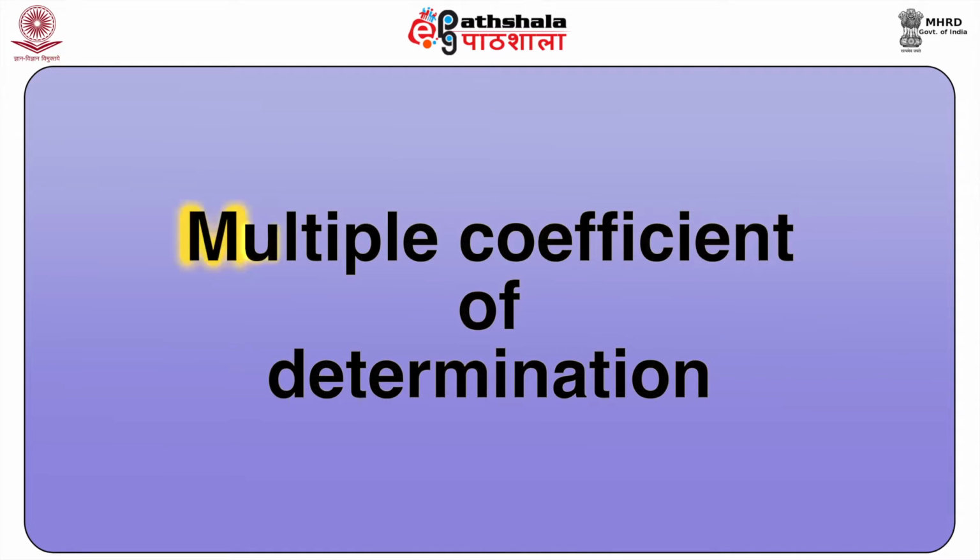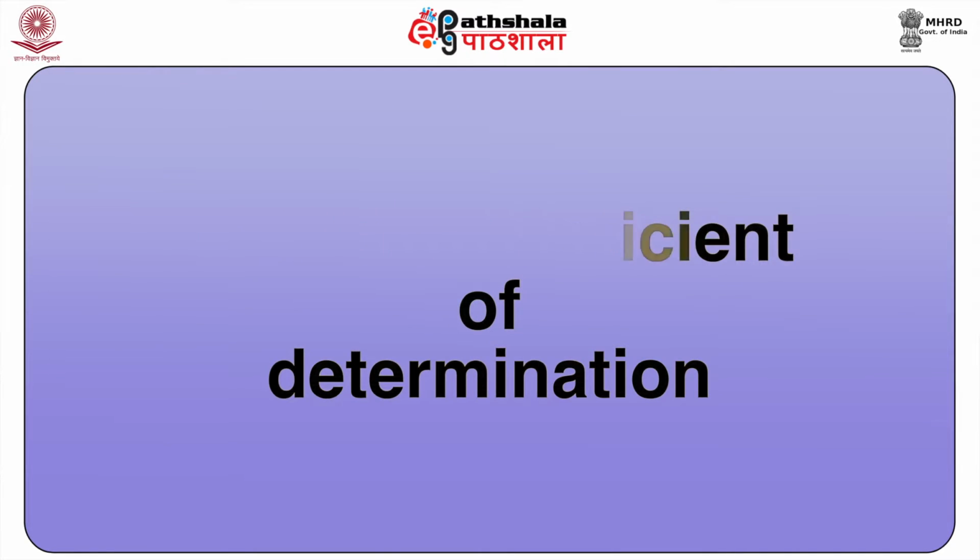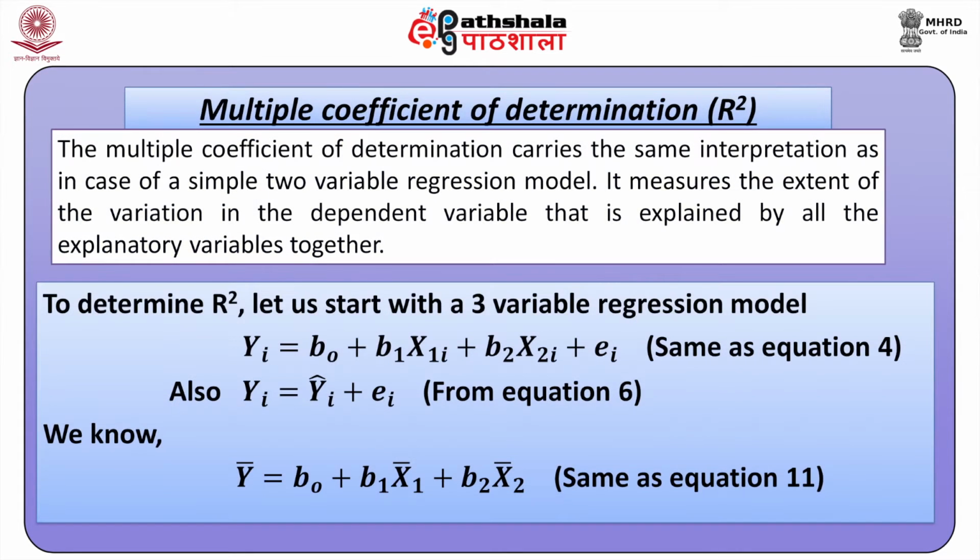Then, multiple coefficient of determination, R square. The multiple coefficient of determination carries the same interpretation as in the case of a simple 2-variable regression model. It measures the extent of the variation in the dependent variable that is explained by all the explanatory variables together. The higher the value of R square, the better is the fit or the explanatory power of the model.